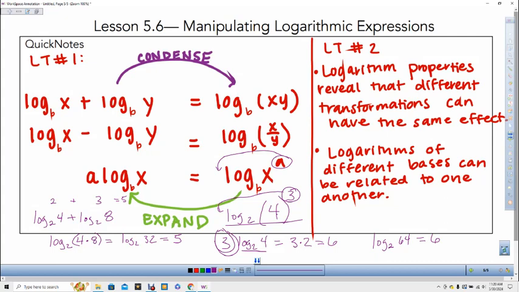All right, so learning target number 2, logarithmic properties reveal that different transformations can have the same effect. It doesn't matter what it looks like, you can have the exact same equation, the exact same ending value. Now, logarithms of different bases can be related to one another, but they're very particular about the way that they can be related to one another.